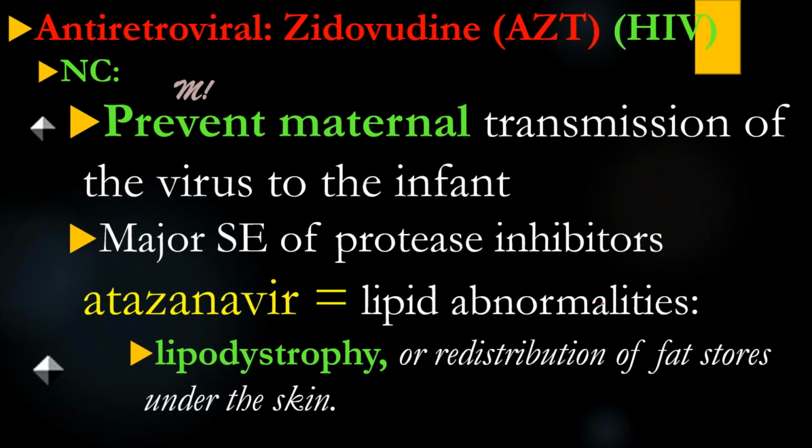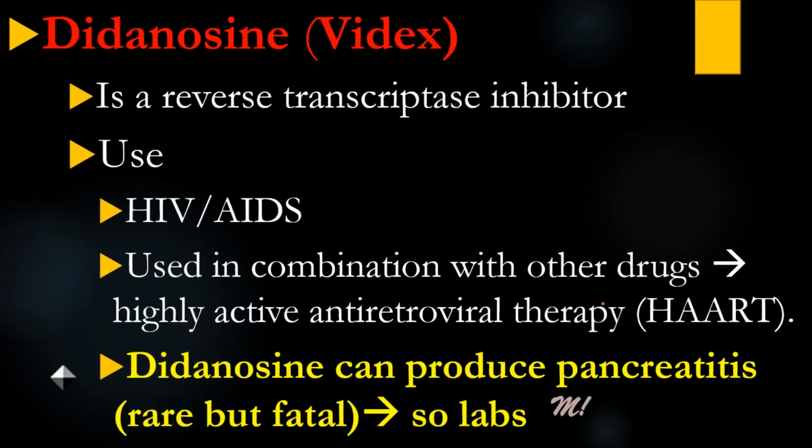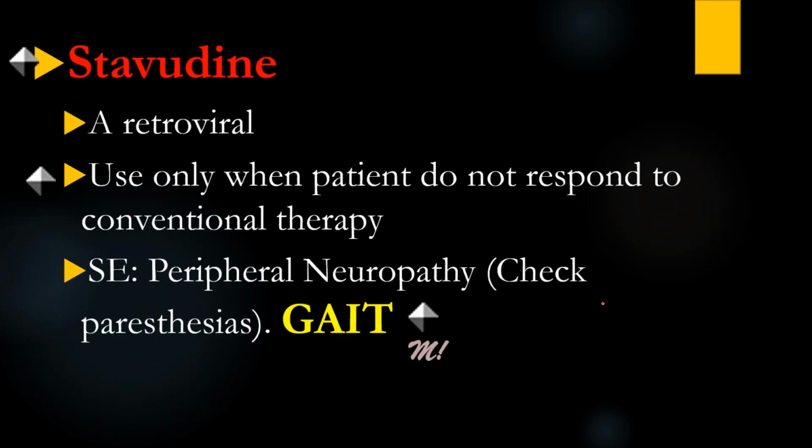Okay, so zidovudine prevents maternal transmission. Less than 0.1% are going to have placental transmission to the fetus. Okay, other medications that we use with it are didanosine. Didanosine can produce pancreatitis, and stavudine can produce peripheral neuropathy presenting as a gait problem, so you cannot walk properly, limping, in other words.